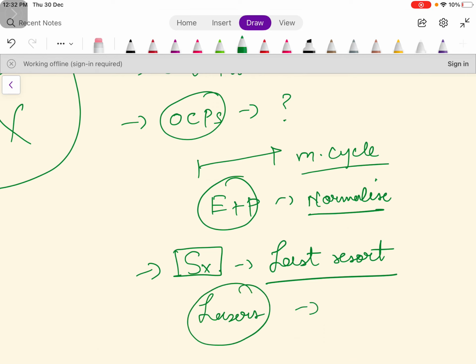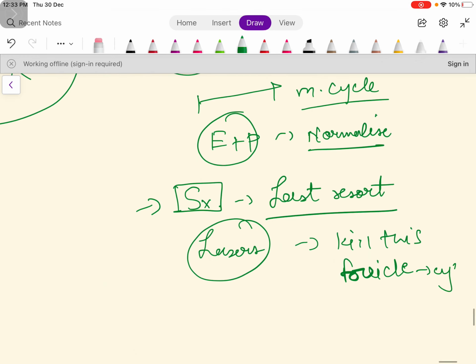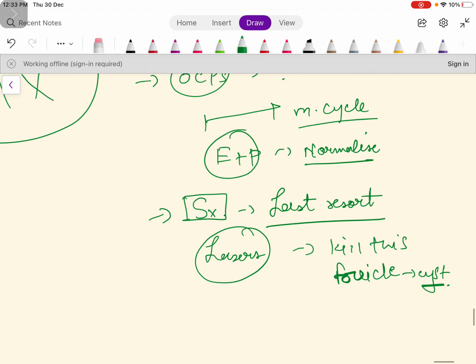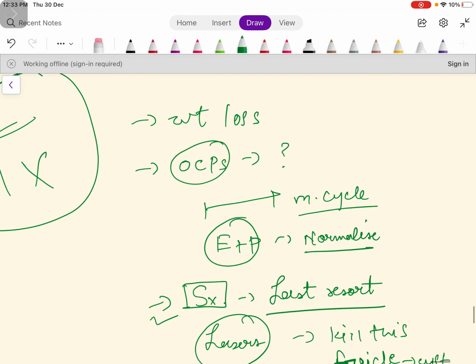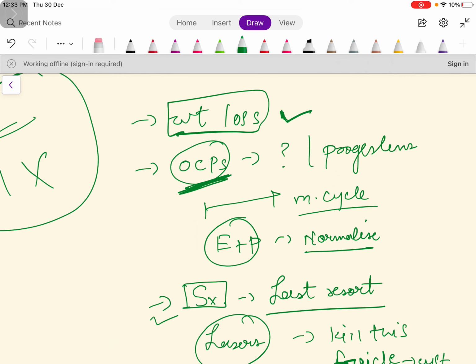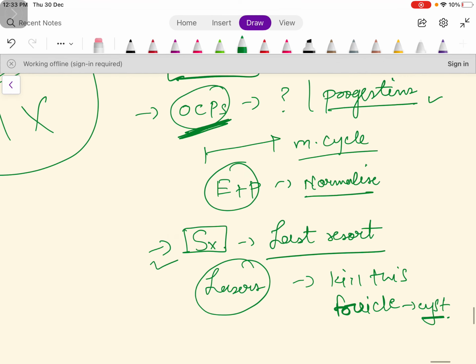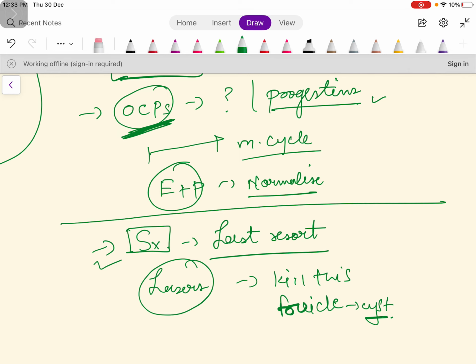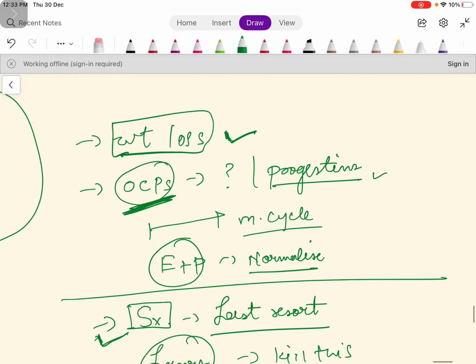They will just use lasers and kill these follicles that have become cysts. But this is not done usually. The patient will be treated well if she loses weight, and if this doesn't work out, then she is given OC pills also. Progestins can also be given, and if nothing works, then surgery has to be done.